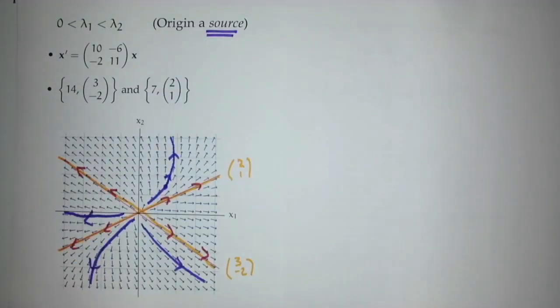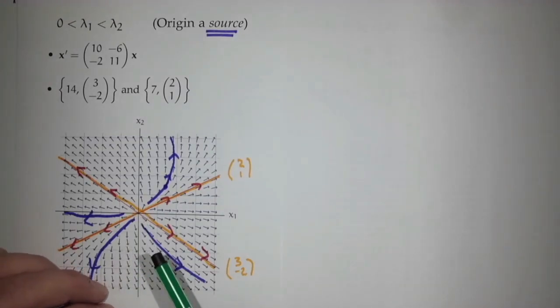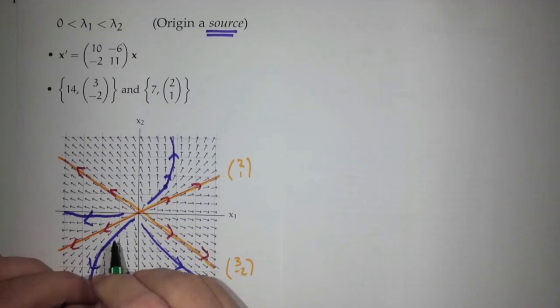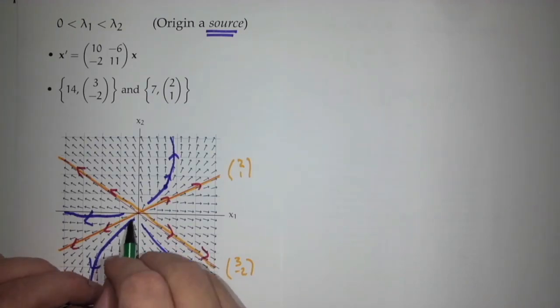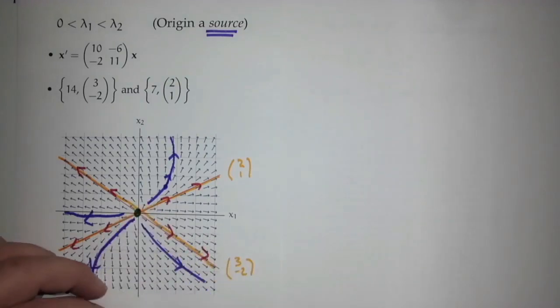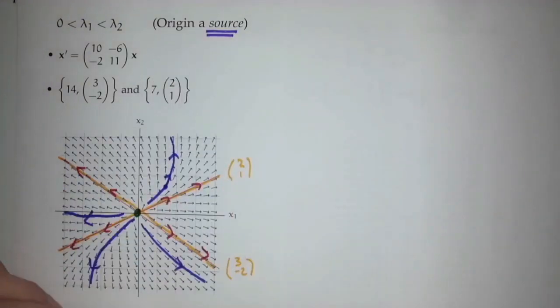Here we have a word. The origin is a source. What does that mean? Well, there's a formal definition. I think the book likes to say, if you think about where does everything come from? If you ran time backwards, where do you all head towards? The origin. So in some sense, the origin is the source of all the different curves if you ran time backwards. So you should think of this as saying everything goes out from the origin. So everything's moving away from the origin. That's what we mean when we say a source.